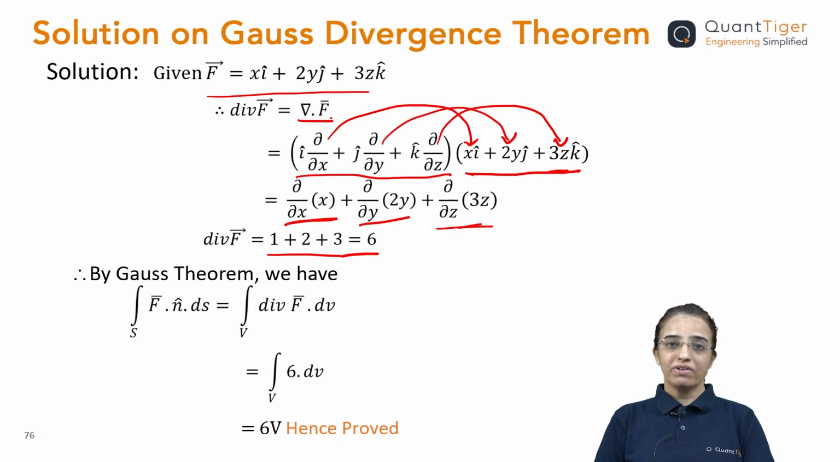Then by the divergence theorem, what does the divergence theorem say? If you take the surface integral of a vector point function over a closed surface, then it will be equal to the volume integral of the given vector point function over the closed volume which is covered by that surface. So, this is the volume integral of the divergence of F, which we already got as 6. If you integrate it, you will get 6V, and this is what they asked you to prove.